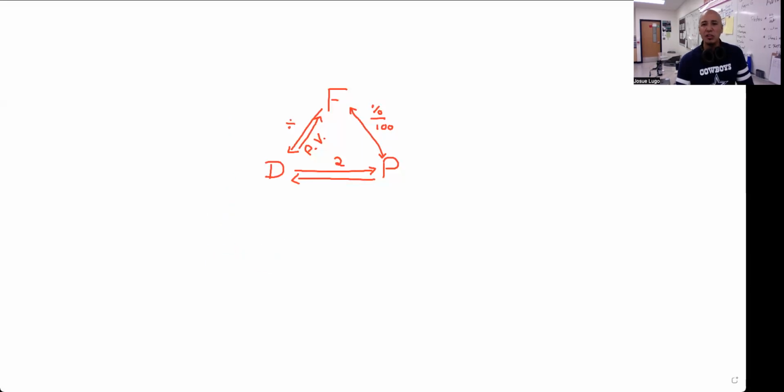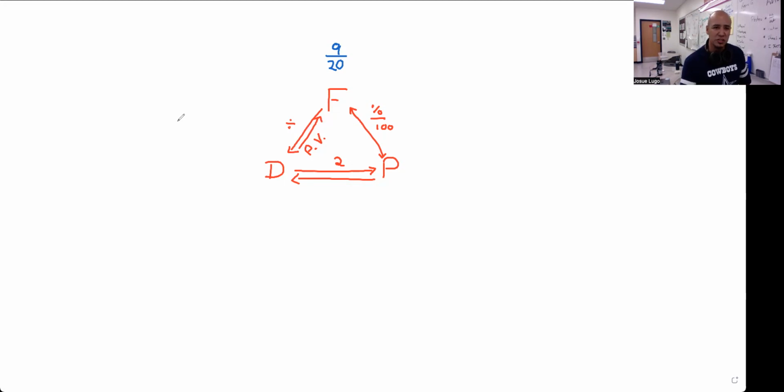Pepper chart with an actual example. And for that example, let's use the fraction 9/20. 9 over 20. All right, so 9/20 is obviously a fraction. So let's change that fraction into a decimal.